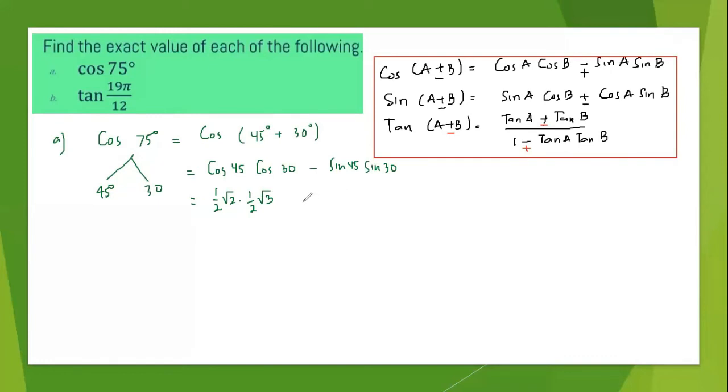Yes, sir. Next, sine 45 is a half root of 2. Sine 30 is a half. Right? Next, a quarter root of 6, minus a quarter root of 2. We can simplify: a quarter, open the bracket, root of 6 minus root of 2. Finish. Done.